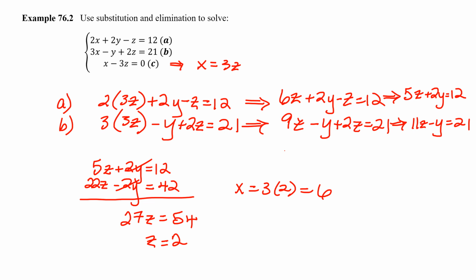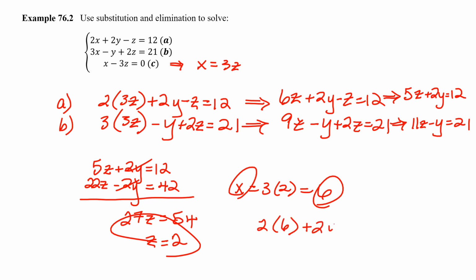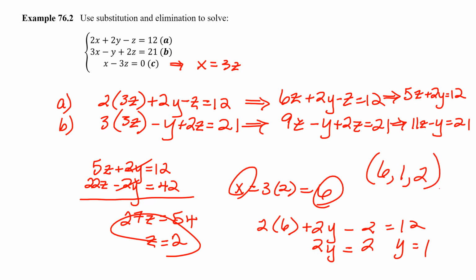And then I can plug those two things, z equals 2 and x equals 6, into either one of the other equations. I'll plug them into the first equation. So 2 times 6 plus 2y minus 2 is equal to 12. So that's 2y is equal to 12 minus 10, which is 2, so y equals 1. And now I'm going to write my coordinate triple, which is going to be 6, 1, 2.